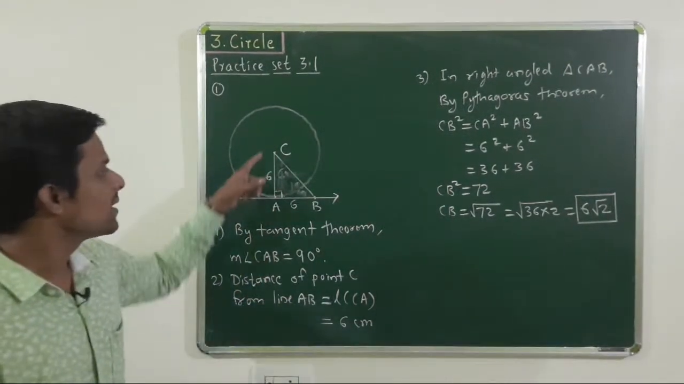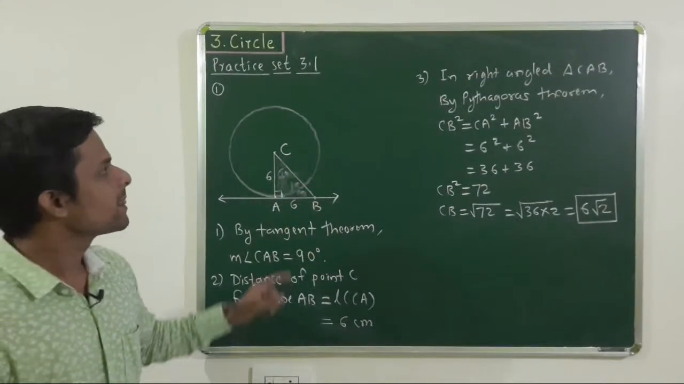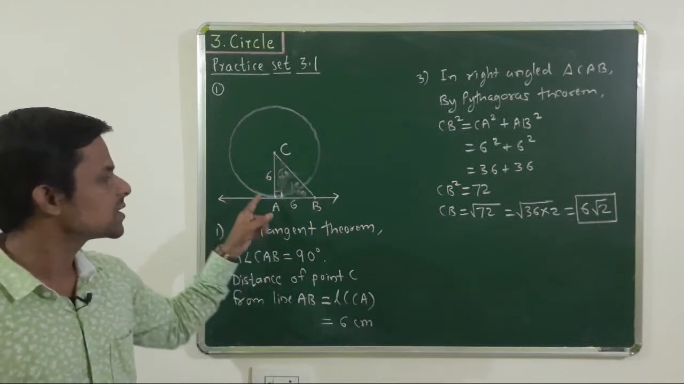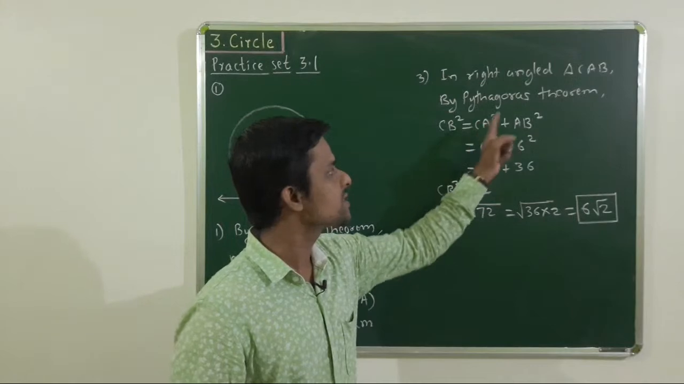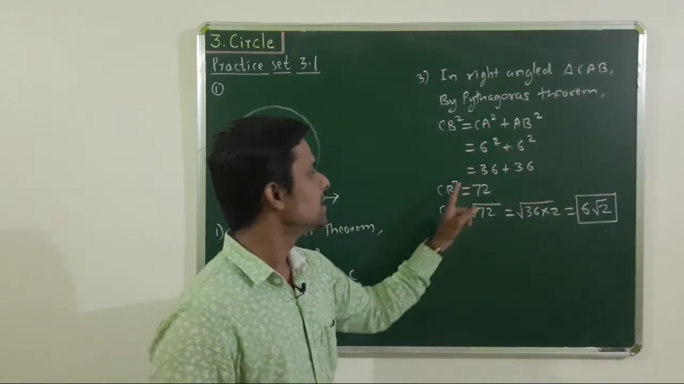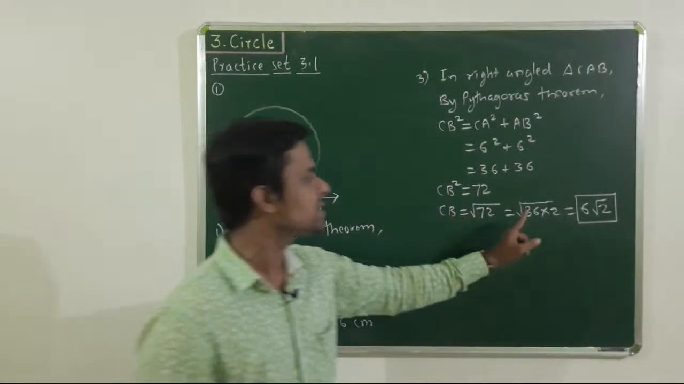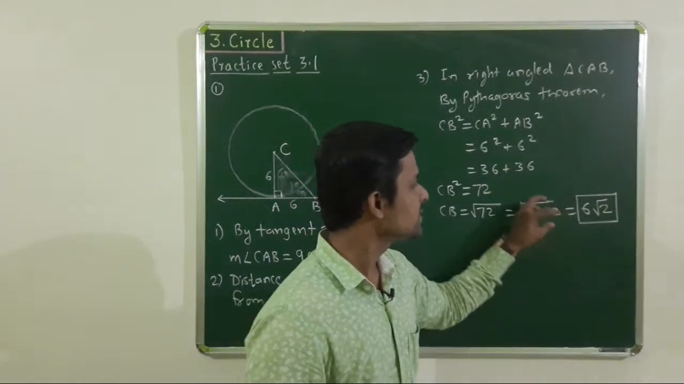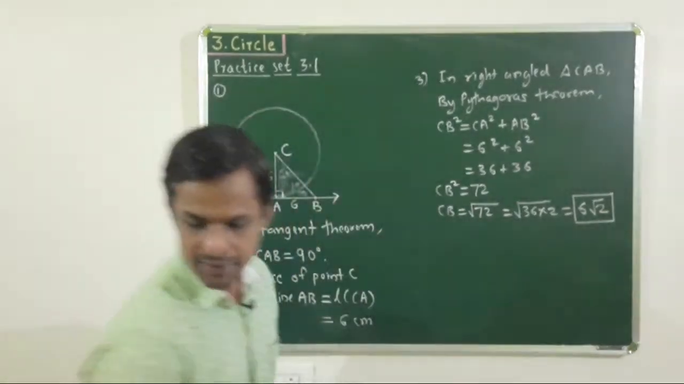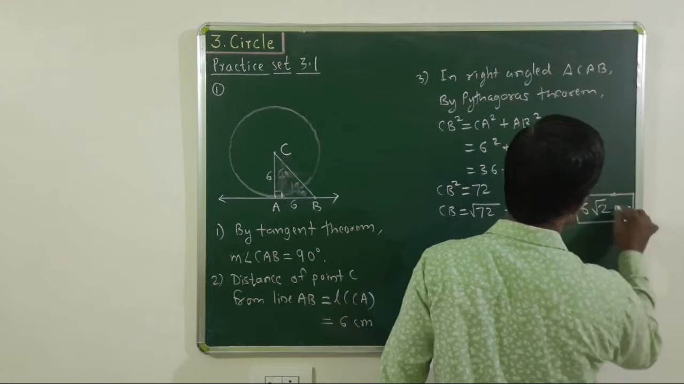Observe this again. CA is given as 6, AB is given as 6, and we want CB. By Pythagoras theorem, CB square is equal to CA square plus AB square, that is 6 square plus 6 square, that is 36 plus 36. Therefore, CB square is equal to 72. CB is equal to root 72, that is 36 into 2. Taking 36 outside, we will get CB is equal to 6 root 2 centimeter.